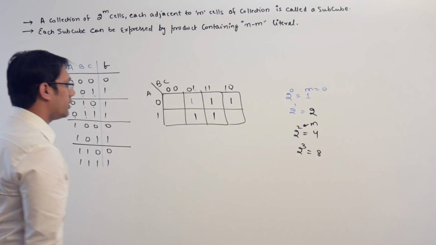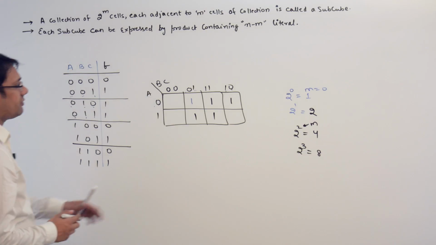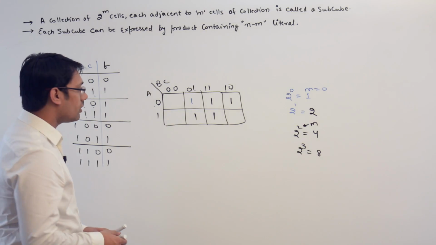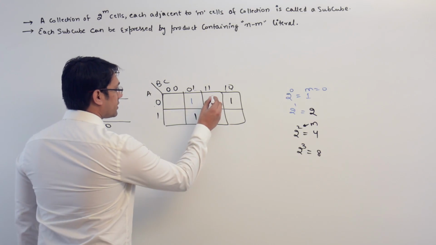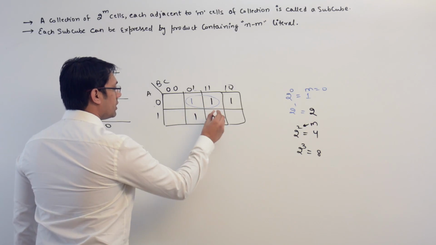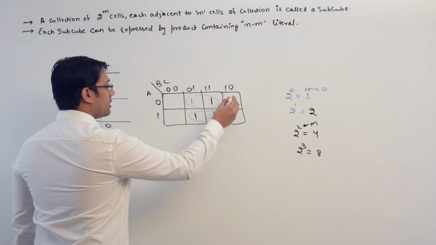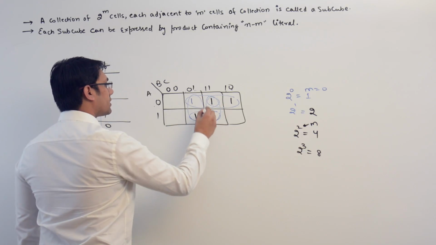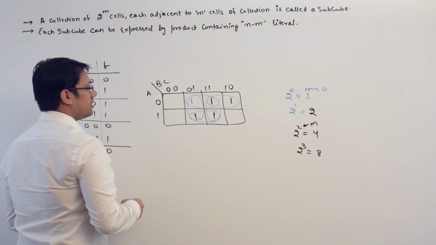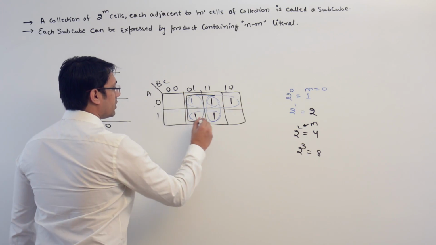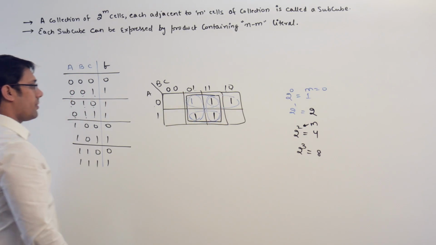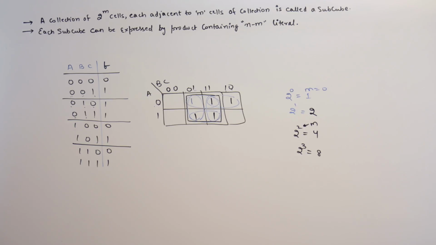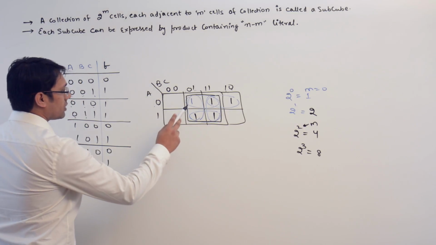Right. So what I mean is, assume for this particular diagram, this creates a subcube, this creates a subcube, this creates a subcube, this creates a subcube, this creates a subcube, as well as this one, and this biggest one also creates a subcube, as well as the biggest one. Okay, so let me make these subcubes.